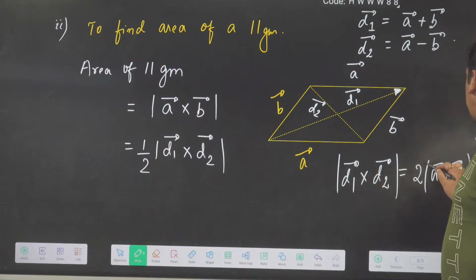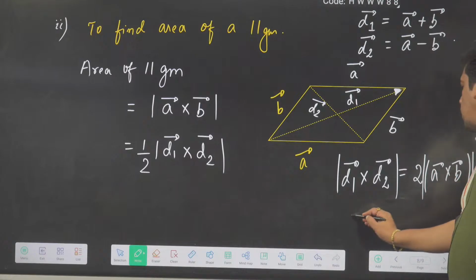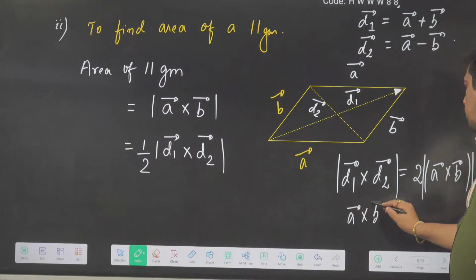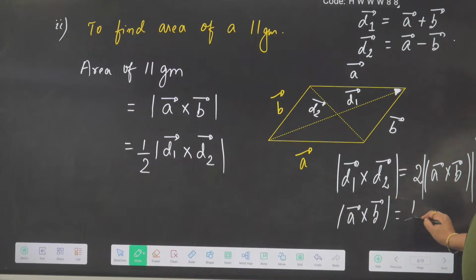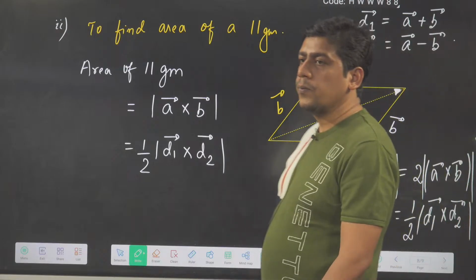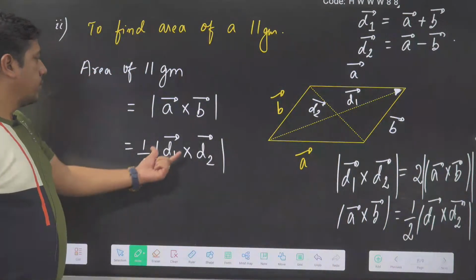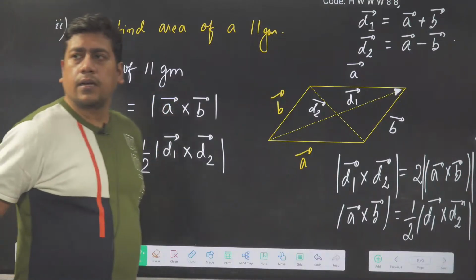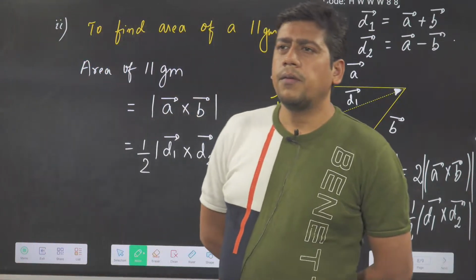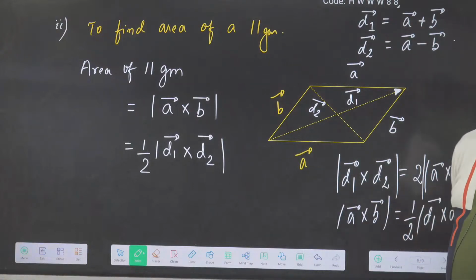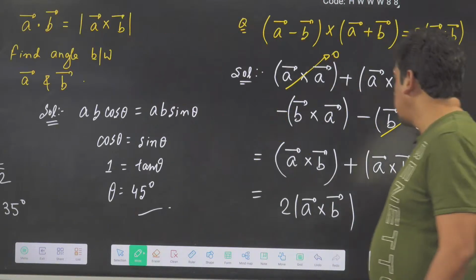So it is 2 times A cross B. We put the mod because we are only interested in magnitude. Okay, that's why mod of A cross B will be half of D1 cross D2. Okay? So I hope you understand why this half factor is coming here. Clear, bacha body? I hope it makes sense now. Okay, next question.